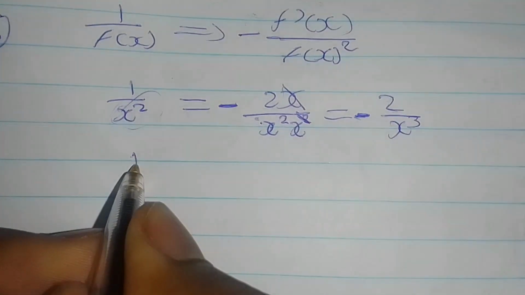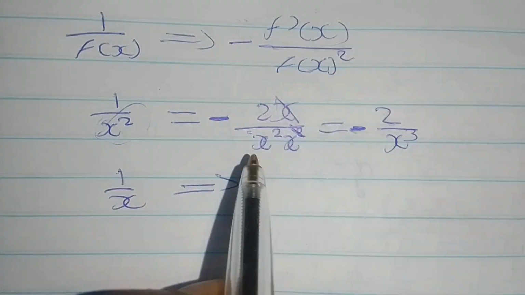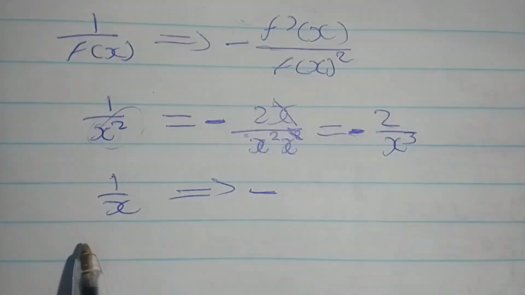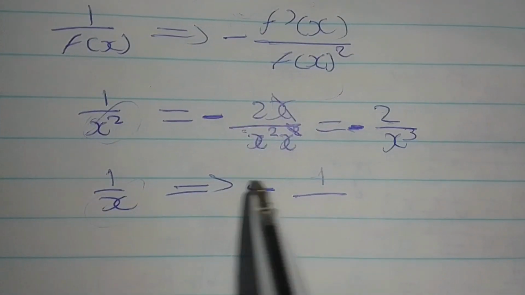For example, another example might include 1 over x. If you're deriving 1 over x and you use the formula, you're going to have minus the derivative of x, which is 1, and you'll have x squared.